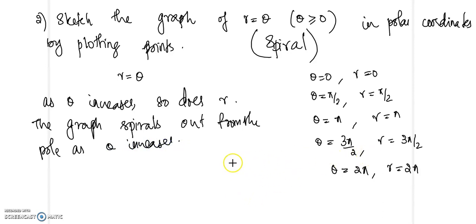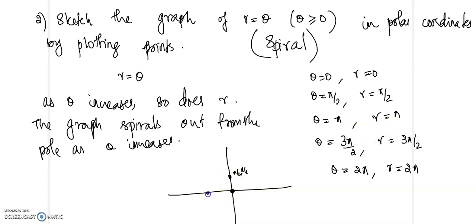So let us plot these points. So the first point is 0, 0. ഇനി രണ്ടാമത്തെ പോയിന്റ് എന്ന് പറയുന്നത്, so that will be theta equal to pi by 2 and r equal to pi by 2. So the angle is pi by 2 and the point pi by 2 will be here. Okay, and then the next point is pi.